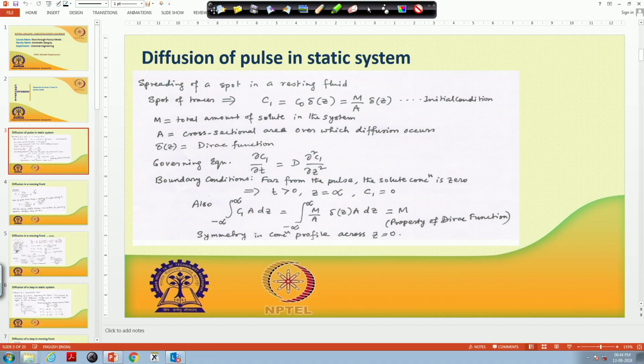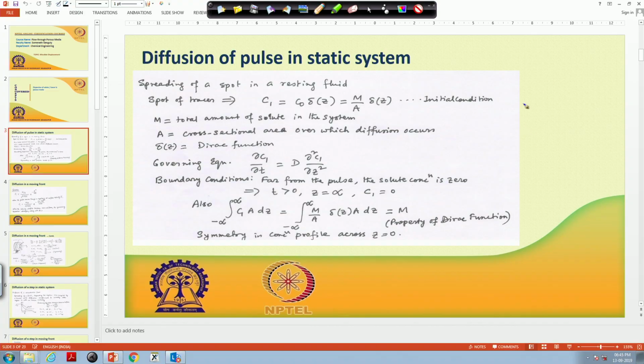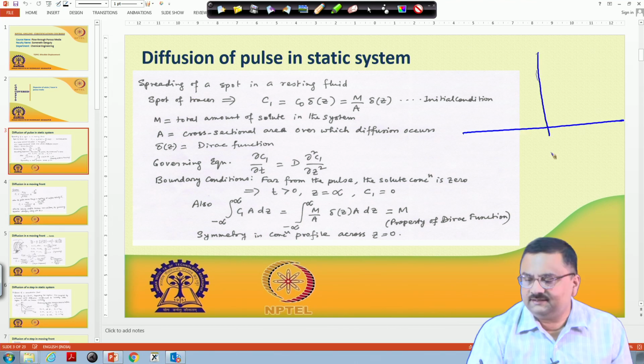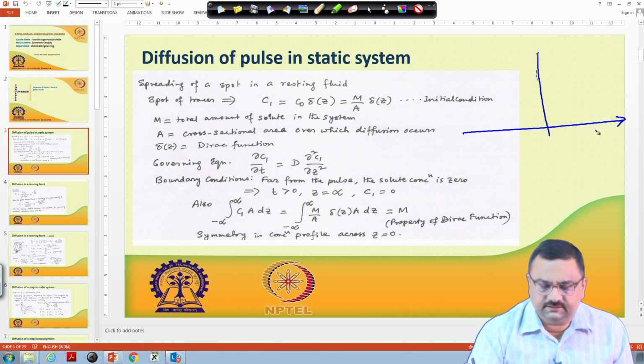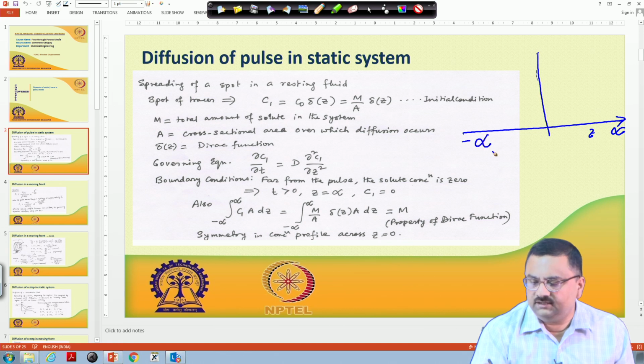See this, there is a question on how this Dirac function is applicable in case of a miscible displacement. What we do in case of a Dirac function, what that means is for a miscible displacement we are looking at a spot of dye placed in an infinite medium. So this is the infinite medium. Let us say this is the axis, this is z, tending to plus infinity on one side and minus infinity on the other.